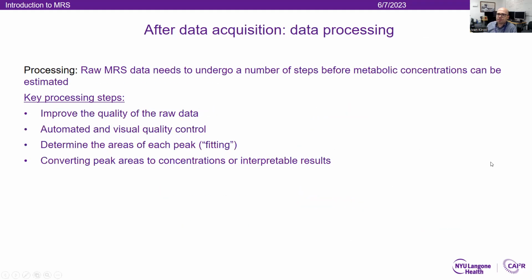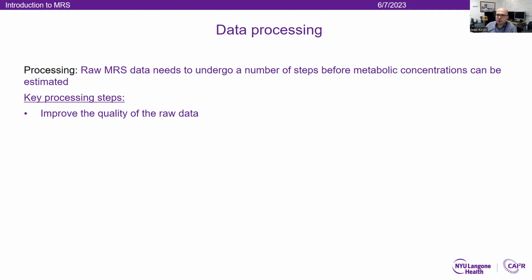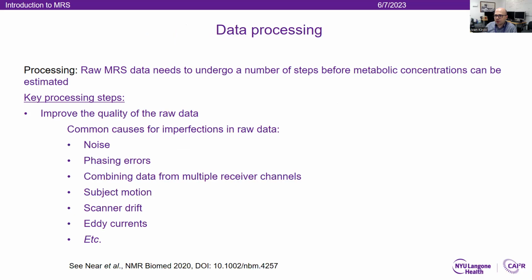All right. So here are the key processing steps for MRS data. As a whole, all the processing steps are known as a processing pipeline. Let's go over each of these. The first step may be to improve the quality of the raw data. Here are common causes for imperfections, which we can deal with in one way or another.